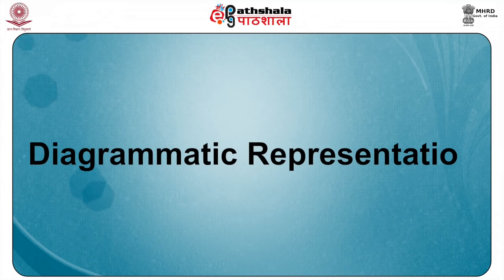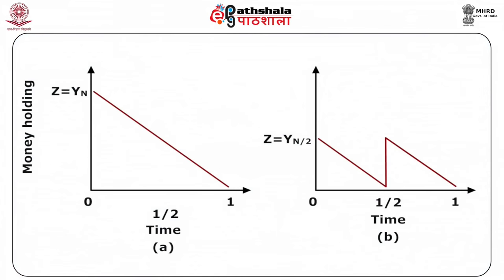We shall now understand the diagrammatic representation of the model. The two diagrams throw more light on how the average money holding depends on N. In the first diagram, the individual makes only one transaction from the savings account to cash during the month. The individual would be visiting the bank in the beginning of the month, withdrawing the full YN and spending it evenly throughout the month. The second diagram shows the pattern of money holding when the individual makes two such transactions, one in the beginning of the month and the second in the middle of the month.